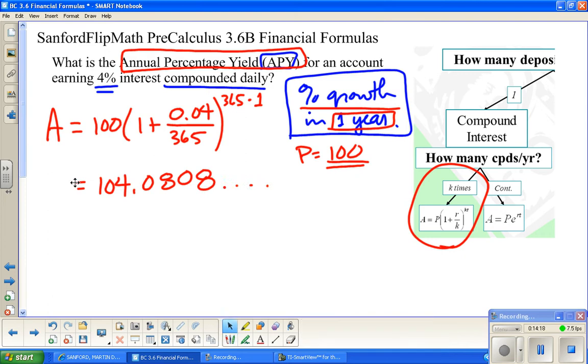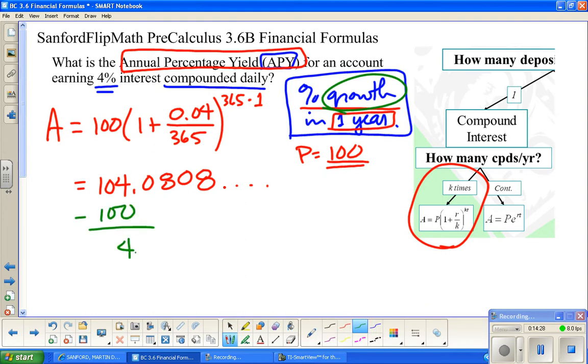Okay, so here's the question. How much did it grow? Well, it was $100, so it grew 4.0808 per 100. So this is really already a percent.